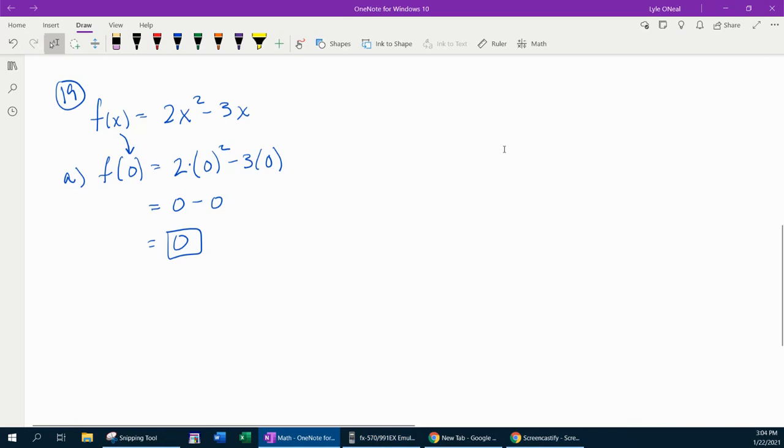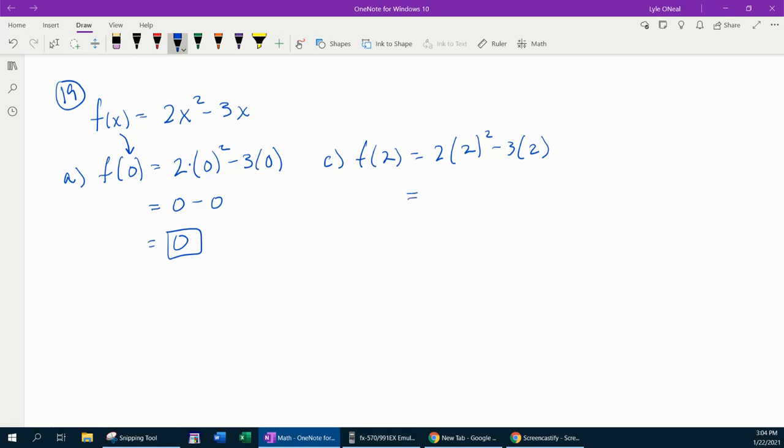Next, we're going to look at part C. We're going to skip to part C, and that wants us to calculate f of 2. And so this time we're going to replace every x with a 2. 2 times 2 squared minus 3 times 2. And did you notice when I plug in for x, I always put those values in parentheses? That's just a good habit to get into.